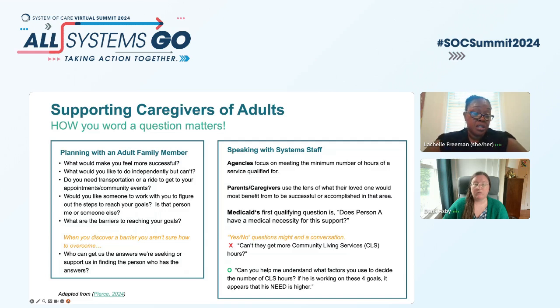So, you don't want to keep saying it takes a whole village, but it does. It takes family supporting families. It takes our natural supports for us to get ahead and for us to figure out the best care for family members.